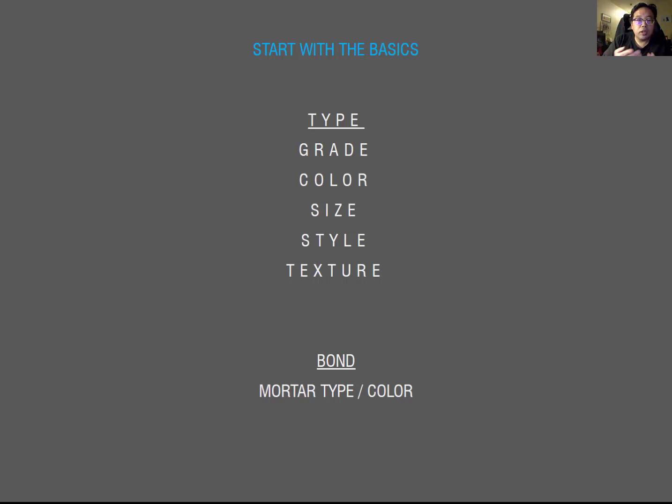So you should understand your brick materials. We talk about what kind of grade for your brick and what kind of colors are available, and then the size, what kind of style, and what kind of texture you might consider for your brick material. And then we also talk about the bond, which is the mortar, what kind of mortar you're using for your project. When you combine the different grade, color, size, style, texture, and then different mortar type and color, you can make a unique brick design by yourself.